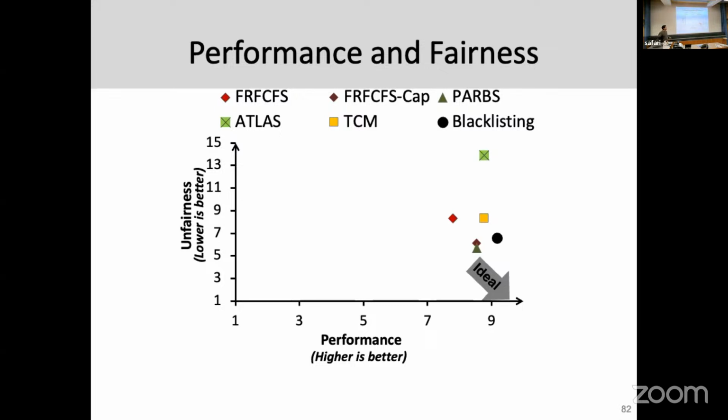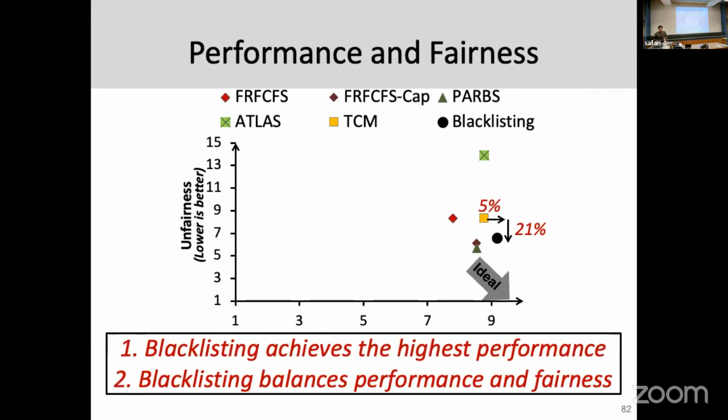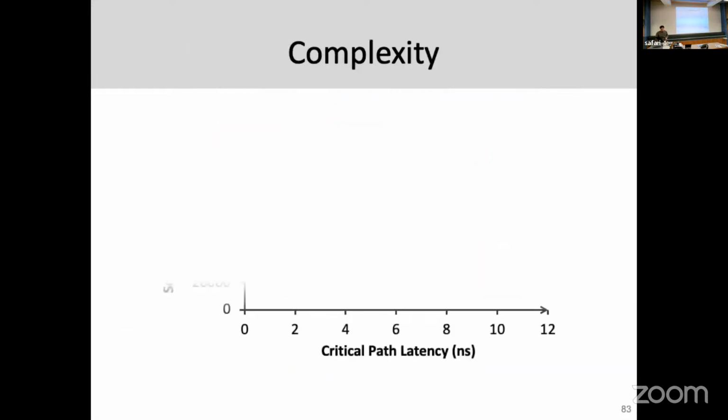And this is where the blacklisting scheduler is. It's 5% higher performance than TCM. This is the state of the art. And it was the state of the art back then. And then 21% more fair than TCM. It achieves the highest performance, and it has a nice balance between performance and fairness.